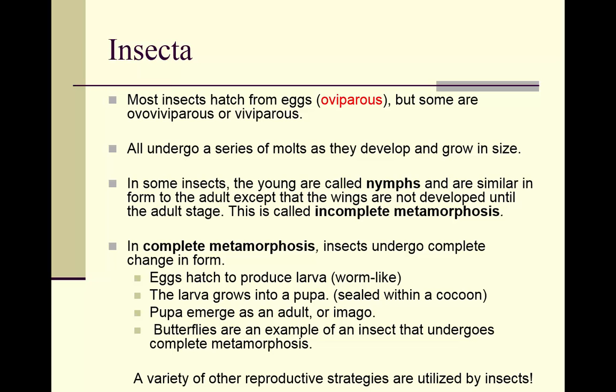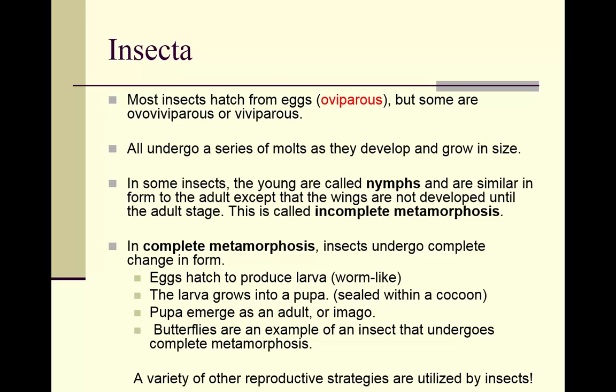Most of them are oviparous, which means that they lay eggs. Some give birth to live young and are viviparous. They all have to molt to grow because of that hard chitinous exoskeleton. In some insects, they go through what's called incomplete metamorphosis, where the young will develop into small adults, but their wings are not fully developed until they become adults. And a lot of the beetles do this.